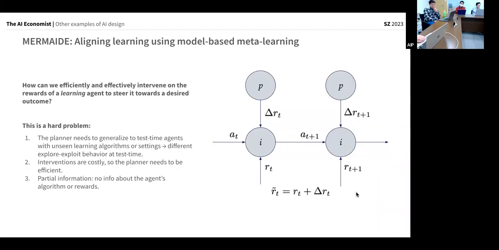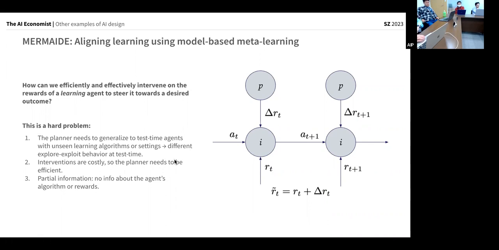Now, the algorithmic problem here is that as the consumer is optimizing its policy for its reward function, the government can try to intervene on this learning process. And the question is, how can you learn this intervention policy in such a way that you will generalize well to agents that you haven't really seen before? And this is really important: how do you do this generalization to test-time agents with learning algorithms that you haven't seen before in a very robust way?